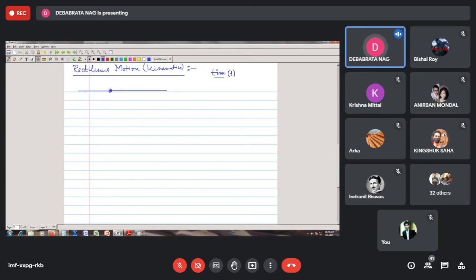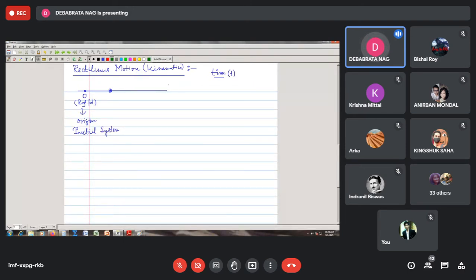Now how is the position of the particle measured? For that, you need to take a reference point. This reference point, we call it the point O. Let us suppose this is our reference point, and this is the origin of an inertial coordinate system, an inertial system. What is an inertial system?